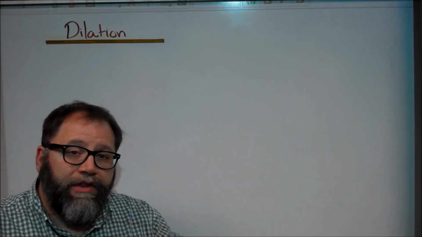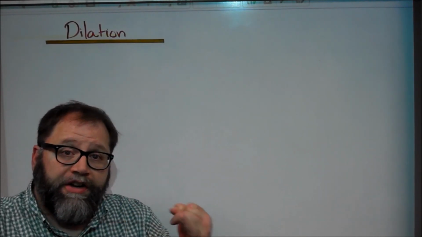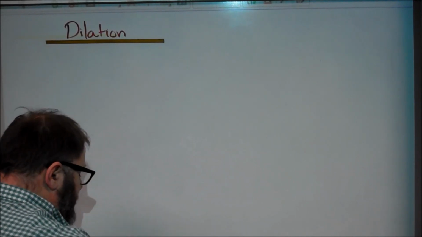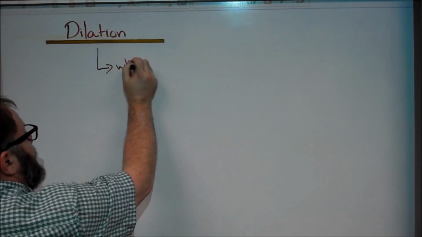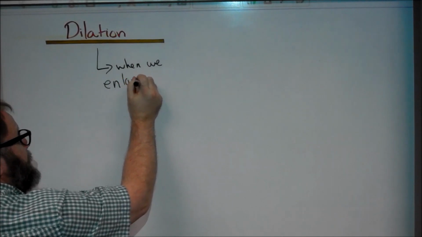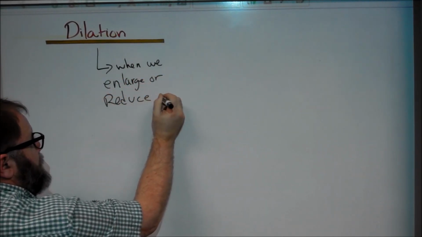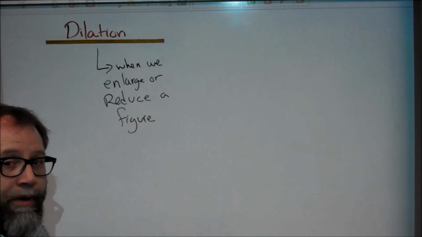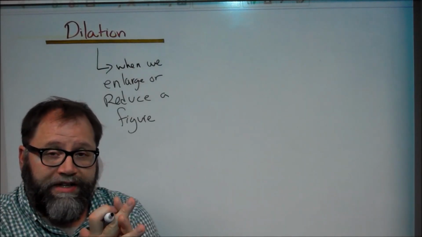Dilation. Okay, now this is the last transformation we're going to do. We've done translations, reflections, rotations, and dilation is our last one. Let's start with just a definition of dilation. A dilation is when we enlarge or reduce a figure. So what we're going to do is take a figure and either blow it up or shrink it down.